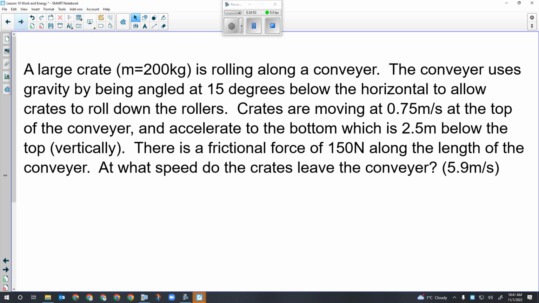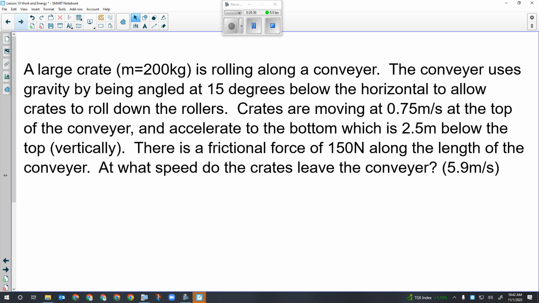Okay, try this one. Similar question, still work energy theorem. So we've got a large crate whose mass is 200 kilograms rolling along a conveyor. The conveyor uses gravity by being angled 15 degrees below the horizontal. That means the bottom of the ramp is angled 15 degrees above the horizontal, by the way, to allow the crates to roll down the rollers. The crates are moving at 0.75 meters per second at the top of the conveyor and accelerate to the bottom, which is 2.5 meters below the top, vertically.